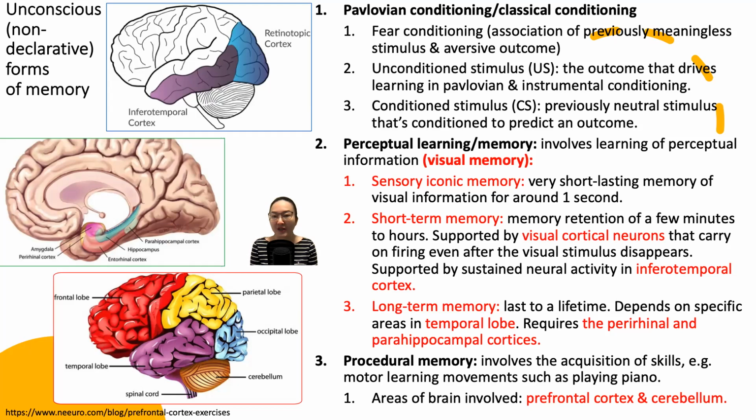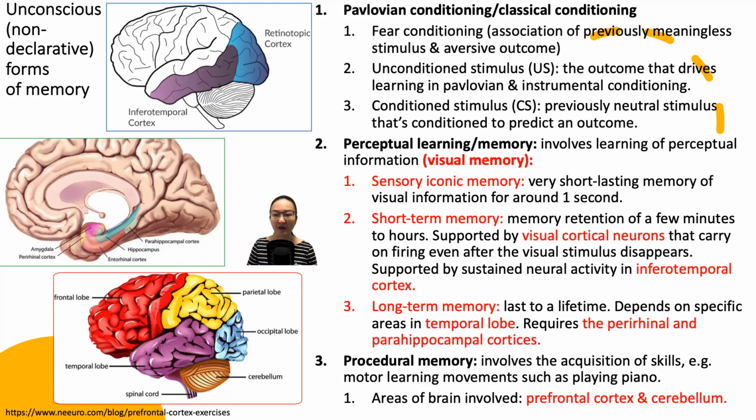Number 2, perceptual learning or perceptual memory. It involves learning perceptual information, or visual memory. It has three parts here, three kinds of memories. Visual memory has sensory iconic memory, a very short-lasting memory of visual information for around 1 second. Short-term memory, memory retention of a few minutes to hours, supported by visual cortical neurons that carry on firing even after the visual stimulus disappears. Supported by sustained neural activity in inferotemporal cortex.